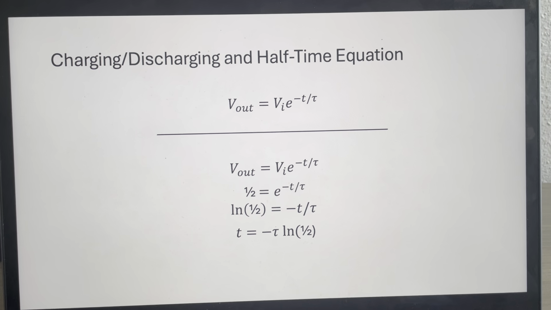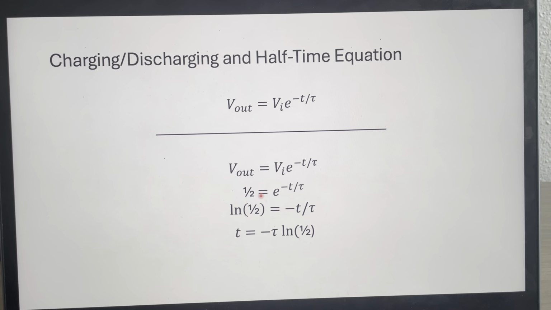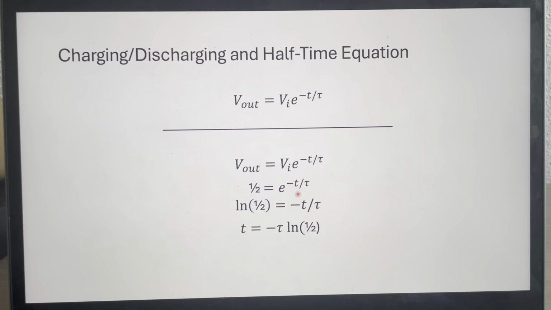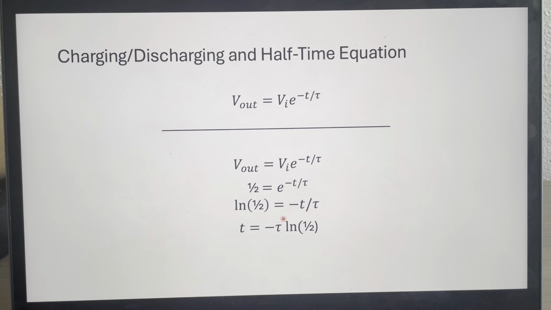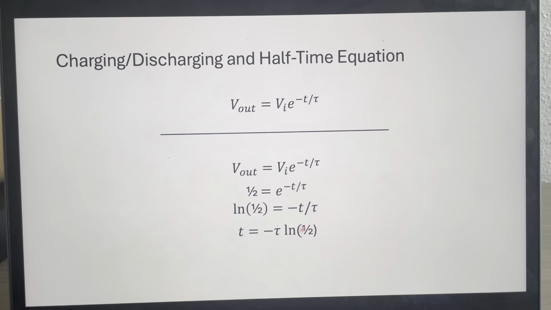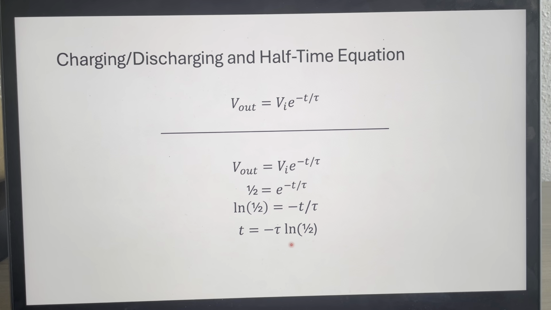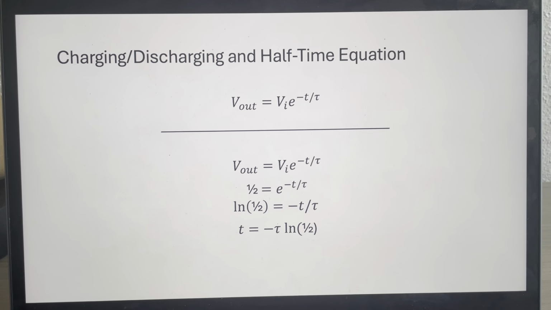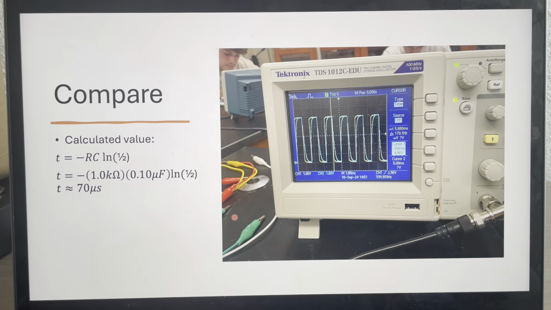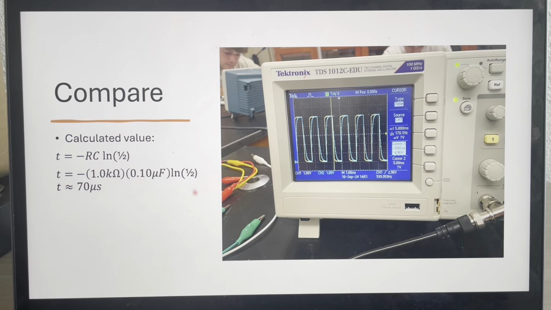So taking that to the other side, 1/2 equals e to the negative t over tau. Changing that to ln 1/2 equals negative t over tau. And finally solving for t, t equals negative tau ln of 1/2. This equation can then be compared to our calculated value.